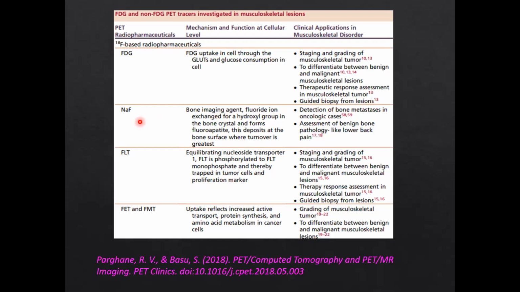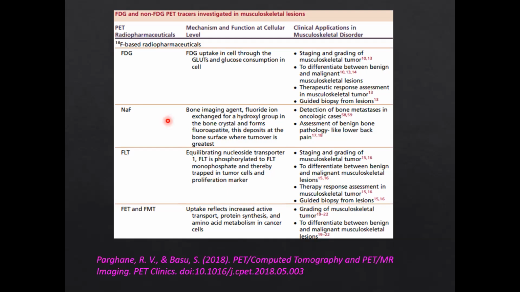Another one, as I already told, is sodium fluoride, a bone imaging agent where the fluoride ion exchanges for a hydroxyl group in the bone crystal and forms fluoroapatite. This deposits at the bone surface where turnover is greatest. Its uses are detection of bone metastasis in oncological cases and assessment of benign bone pathology like low back pain. So this is one of the ideal radio tracers for the evaluation of back pain.